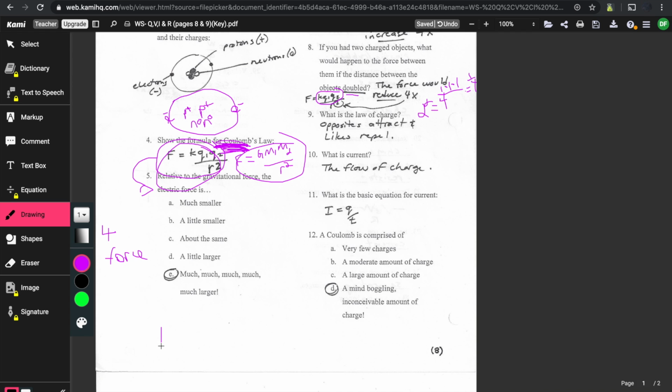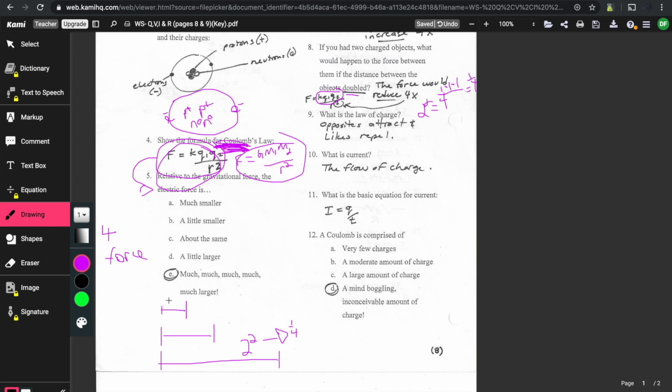Bottom line is if these are the 2 charged objects, if I double the distance, the force is going to get smaller. If I halve the distance, the force is going to get bigger. So if I double the distance, 2 squared, the force is going to get smaller by 1/4. So we square how much the change is, and then it's on the bottom of a fraction.